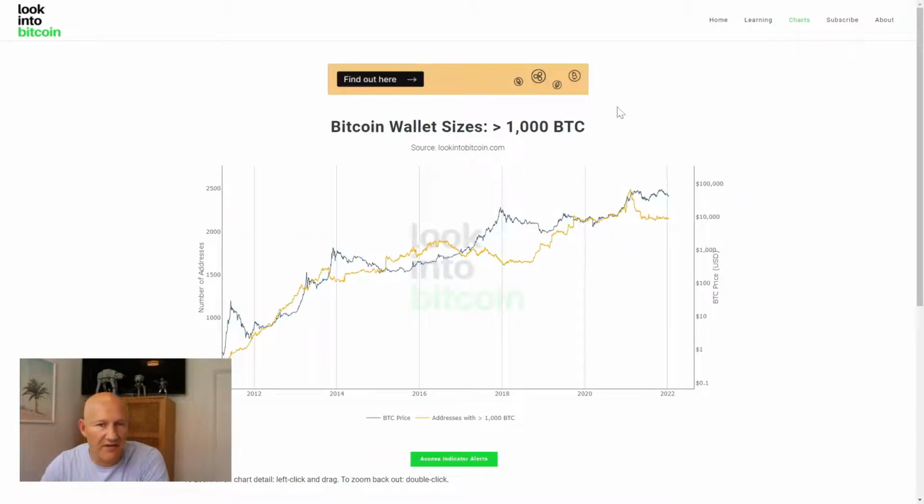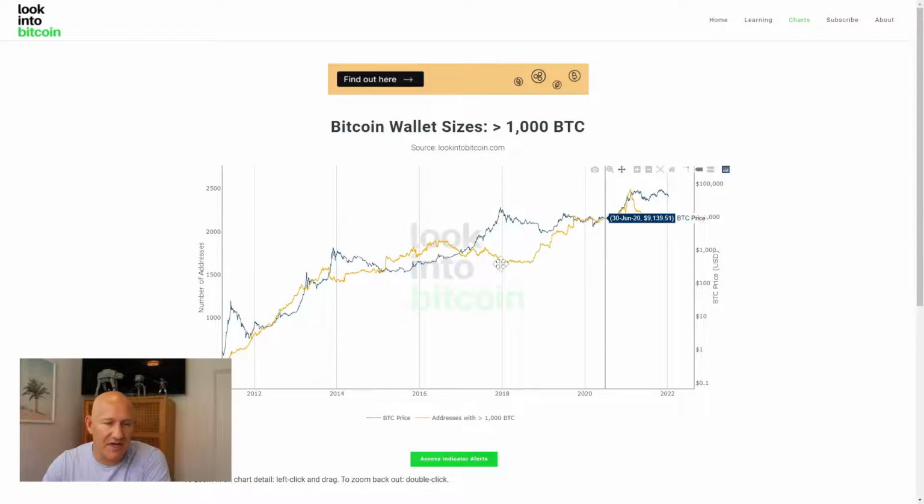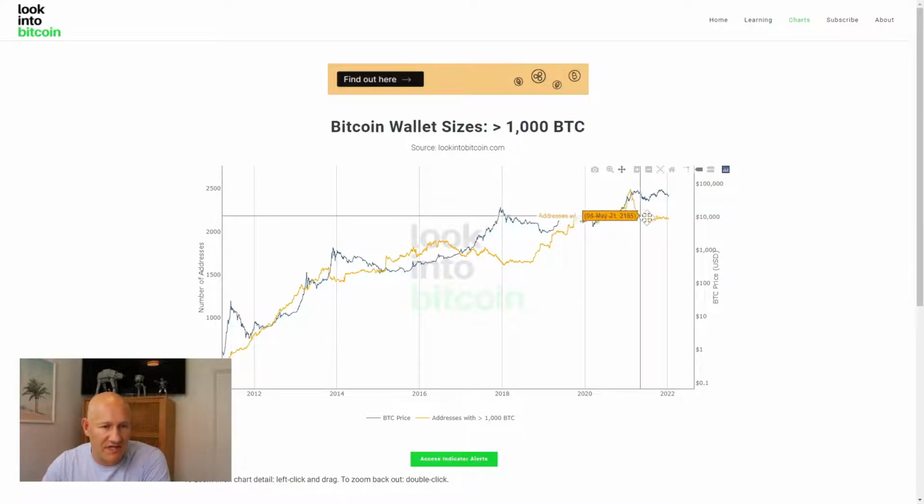And so finally, we have investors with over 1,000 Bitcoin. Now, these are obviously the biggest of the big whales, and we can see how active they were in terms of accumulating over the periods while Bitcoin was going up. And you can see that has changed at different points in time. And we can see here, in early 2021, that there was a steep decline.